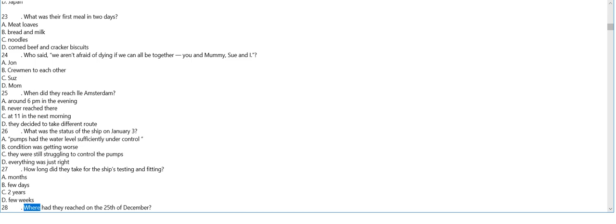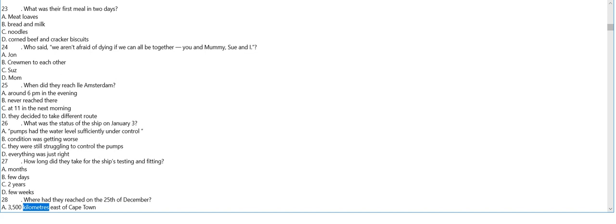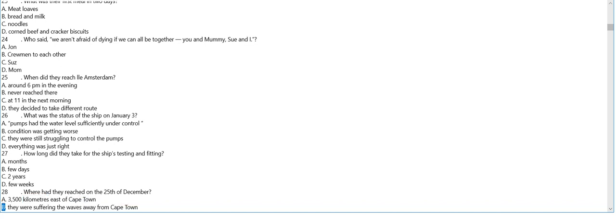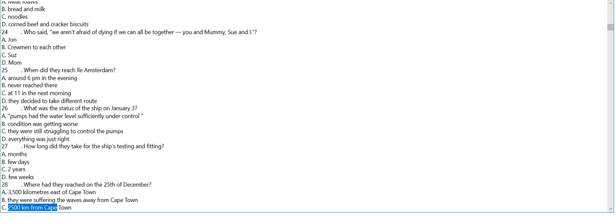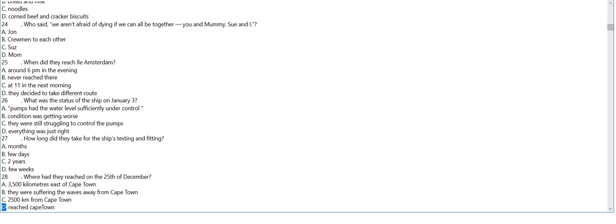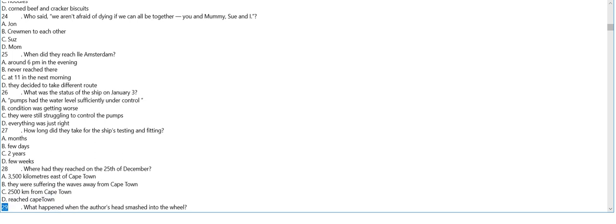28. Where had they reached on the 25th of December? A. 3,500 kilometers east of Cape Town. B. They were suffering the waves away from Cape Town. C. 2,500 km from Cape Town. D. Reached Cape Town.